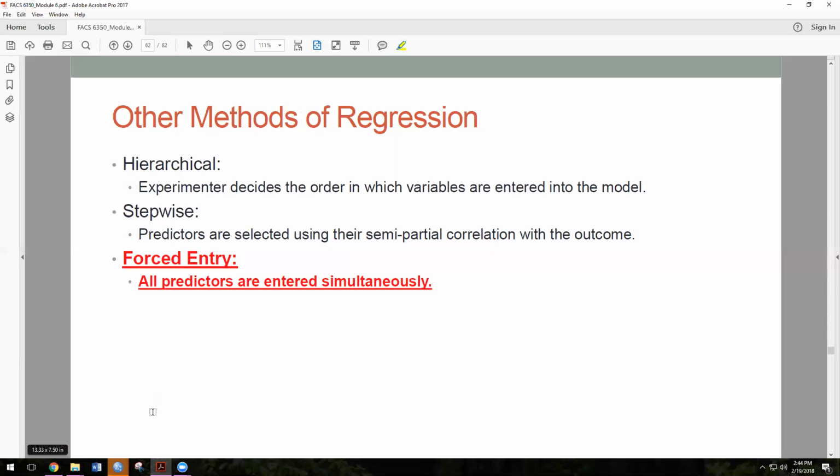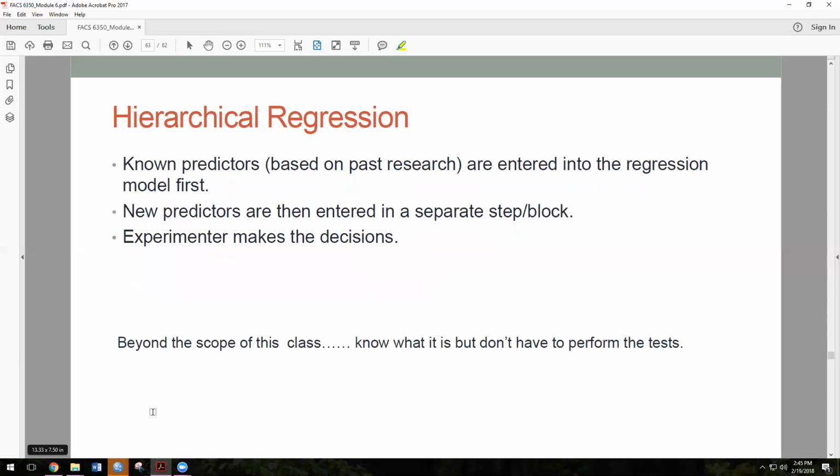Stepwise predictors are when you have semi-partial correlations, and that stepwise is usually done by the computer, because it's very intense mathematical equations. And then forced entry is what we're using, because that's where all your predictors are entered simultaneously. It's where you really don't have a hypothesis about what's happening, you just want to make the best model.